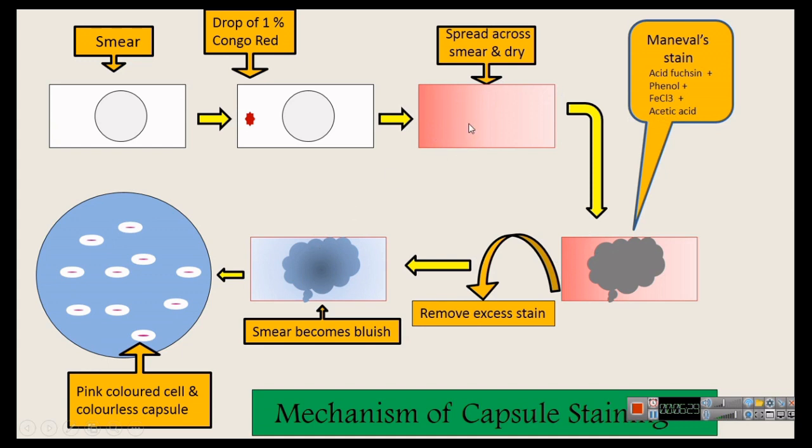As you know, initially the color of the film was red. This was due to the Congo red. But when we pour Maneval's stain on the slide, it contains acetic acid. This changes the color of Congo red because Congo red at neutral pH is red in color and at acidic pH it is blue in color. Therefore, after the treatment with Maneval's stain, the red colored film becomes blue colored and therefore the background becomes blue. So this is the mechanism of capsule staining.